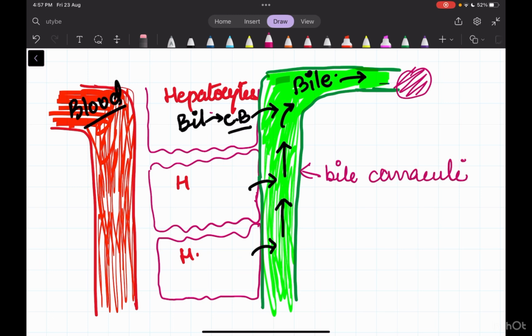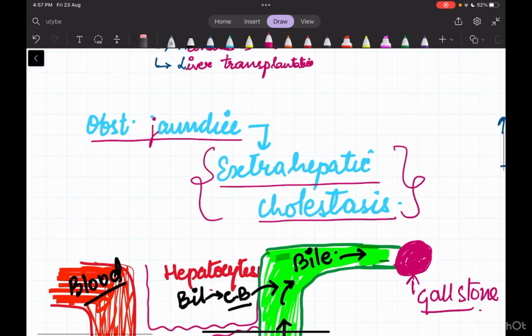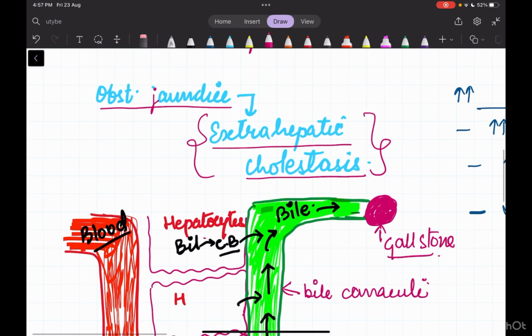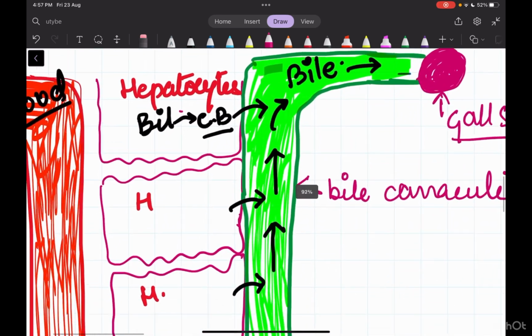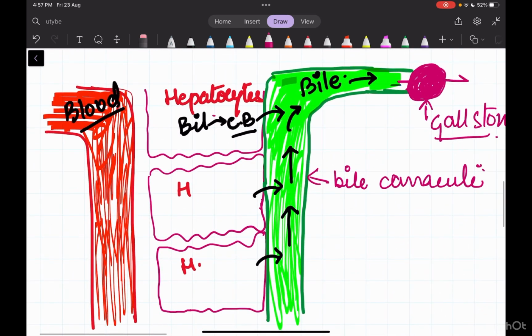Okay, now what I've drawn here, what is this? Let's say this is a gallstone. This gallstone is causing obstruction in the passage of the bile, or you can consider it anything, any kind of obstruction, maybe some kind of liver fluke. So what will happen now? Bile will not be able to go here, so there will be this backflow of the bile and this bile will go from here into the blood.